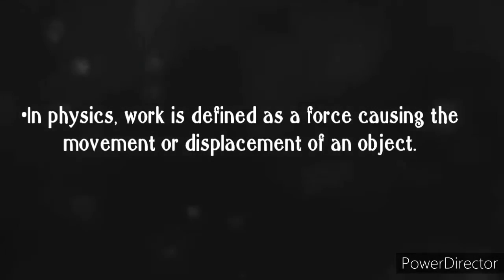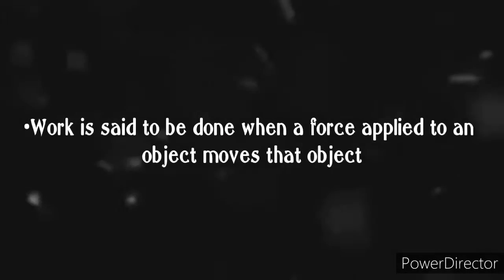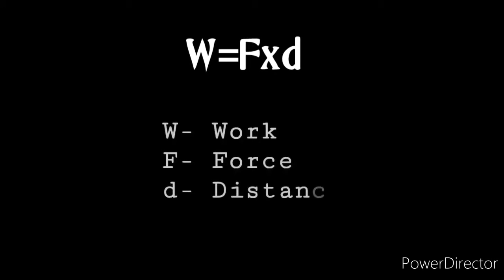In physics, work is defined as a force causing the movement or displacement of an object. Work is said to be done when a force applied to an object moves that object. We can calculate work by multiplying the force by the movement of the object. The W stands for work, is equal to F for force, times D, which means the distance.